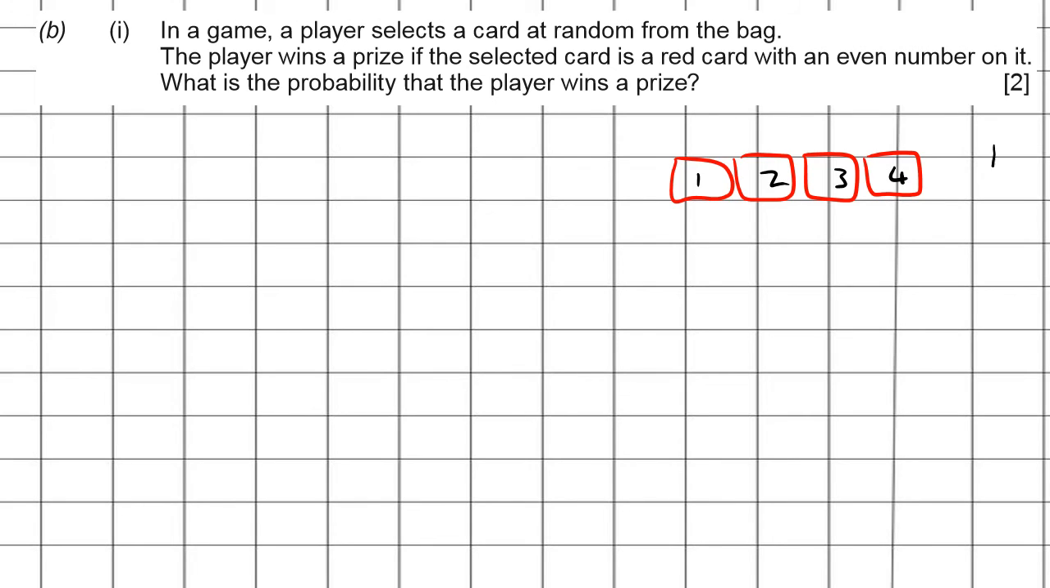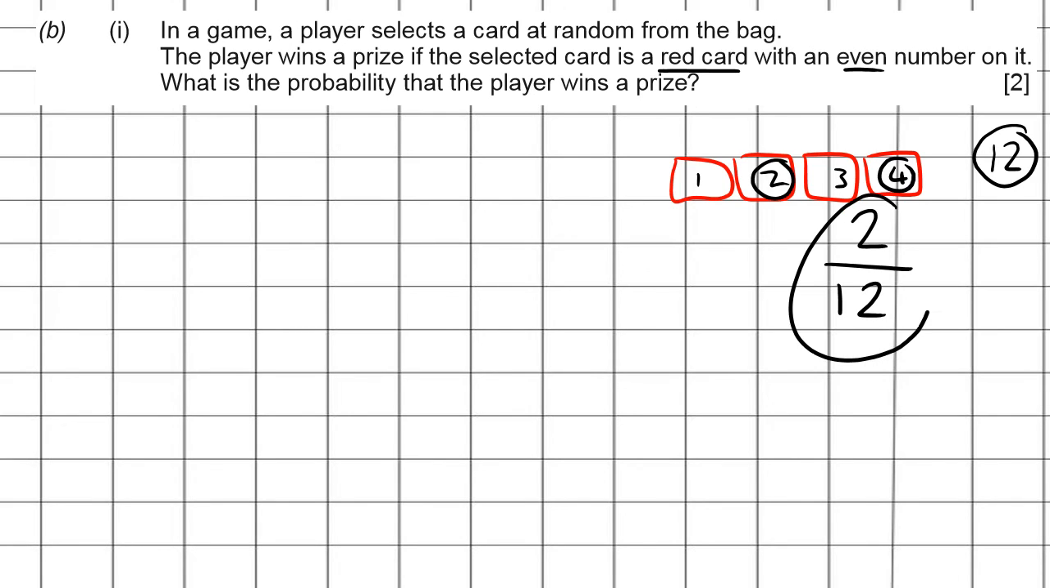So it's out of 12 cards. She has to pick a red card with an even number. And the only 2 even numbers are 2 or 4 in the red. So therefore, it's 2 out of the number of total possibilities. So therefore, the answer is 2 over 12.